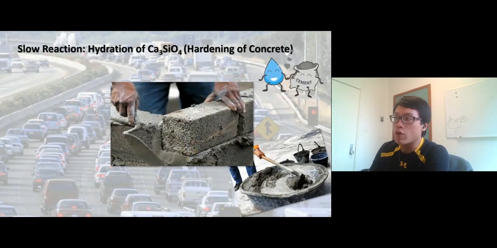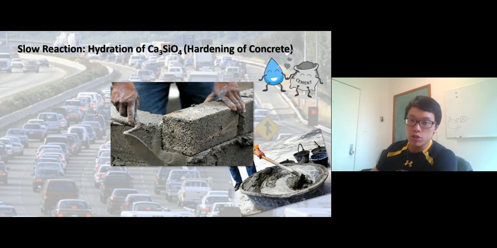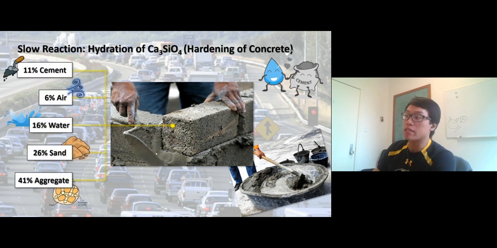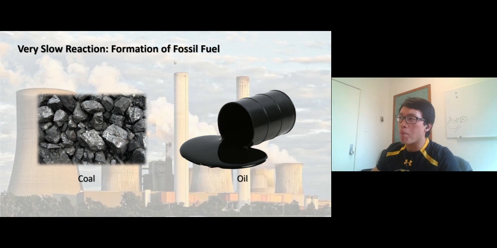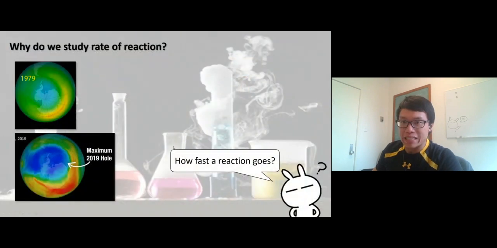Other reactions are really slow, for example the hydration of calcium silicate, or the hardening of concrete. Okay, so making cement or concrete takes time, could be years. And maybe we also have some reactions that are really slow, like the formation of fossil fuel to make oil. All the fossil fuel takes, I don't know, 1,000 years, a million years, it's really long. Okay, so why do we study how fast a reaction proceeds?